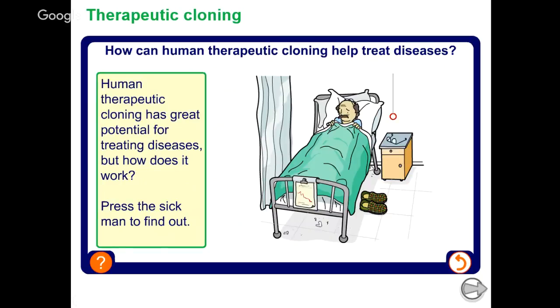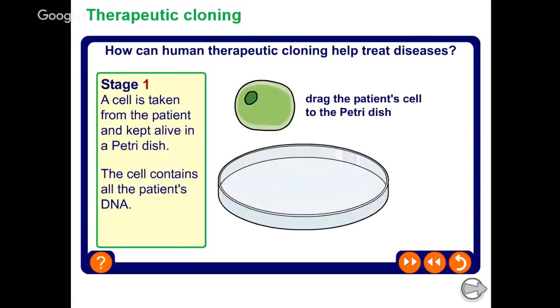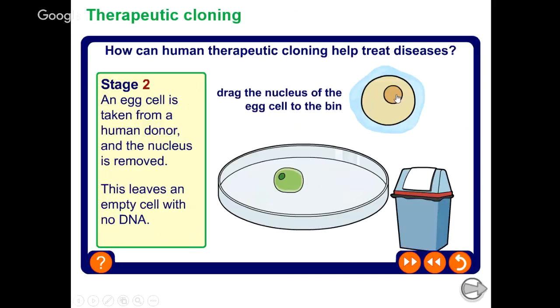So in theory, we can do this thing called therapeutic cloning, where we can use embryonic stem cells to replace damaged tissues. Again, go to this PowerPoint and use the interactive parts here. We could take a cell from a patient. Remember, it contains all the DNA necessary to turn into any cell, actually. And we can, in theory, put it in a dish.